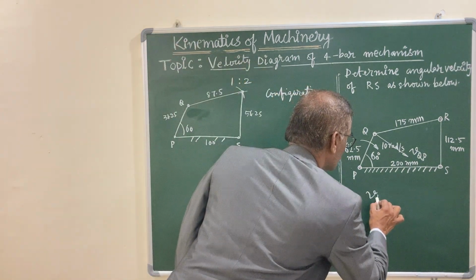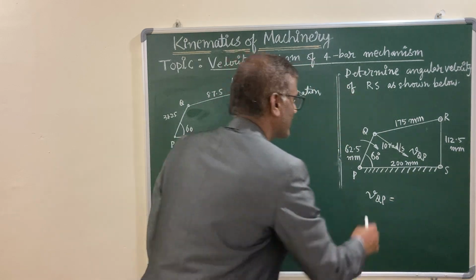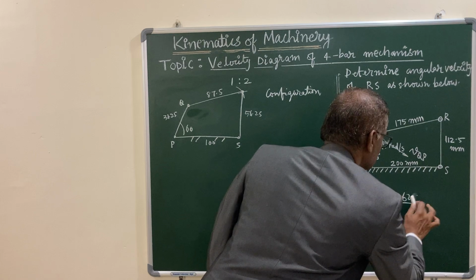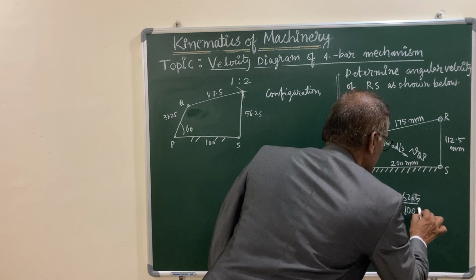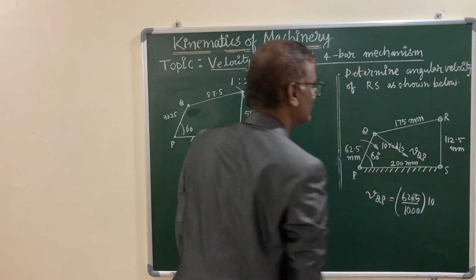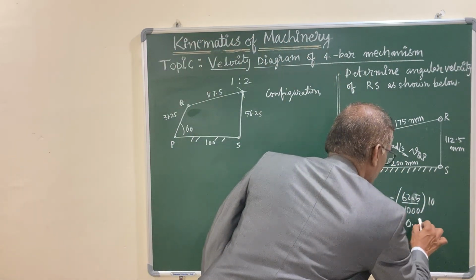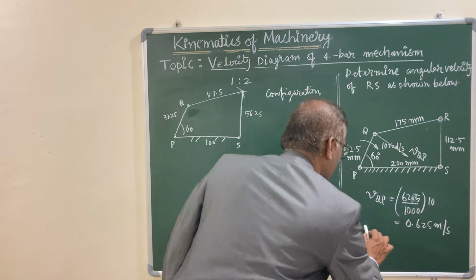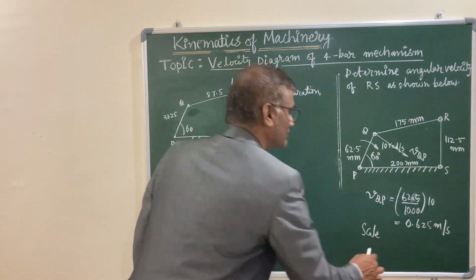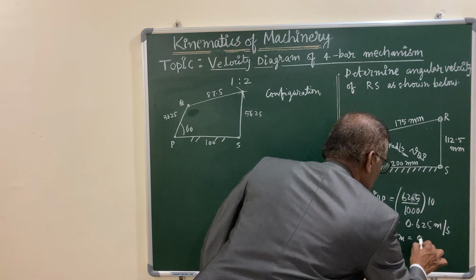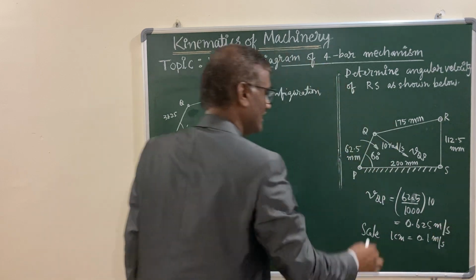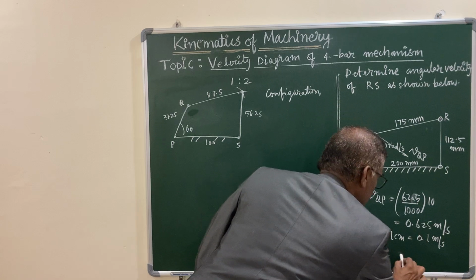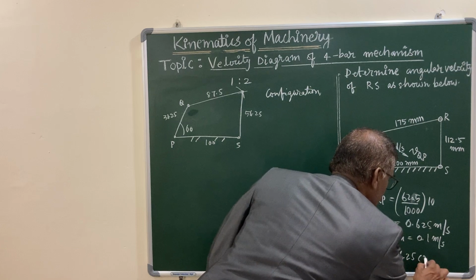So velocity of Q with respect to P is R omega. R is nothing but length, that is 62.5 mm, 62.5 divided by 1000, that is in meters, into angular velocity 10, which is given. So this gives you 0.625 meters per second, and to draw this you have to adopt a scale. I am adopting a scale for the velocity diagram as 1 centimeter equals 0.1 meters per second. With this, your velocity of QP will be how much? It becomes 6.25 centimeters length.